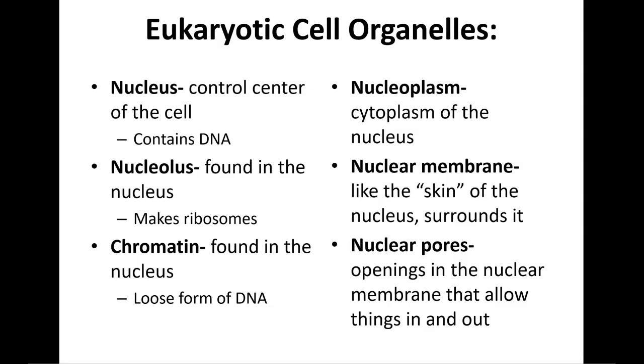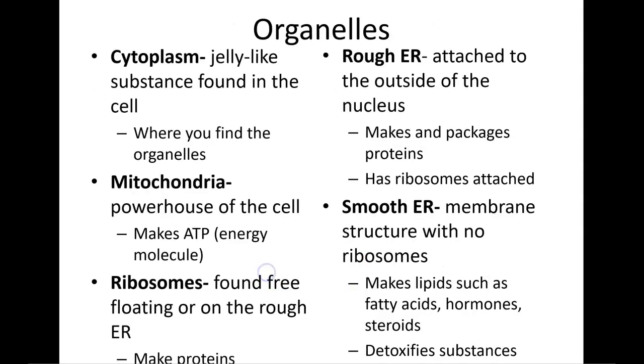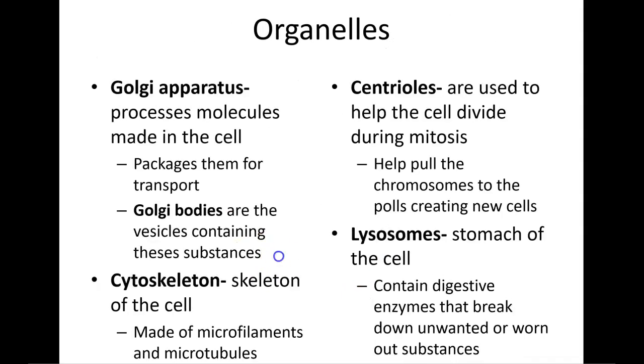eukaryotic organelles. We talked about the nucleus, the nucleolus, chromatin. Nucleoplasm we did not cover, but that's going to be cytoplasm of the nucleus. We talked about the nuclear membrane being a phospholipid double bilayer, so it's technically 4 layers. We talked about nuclear pores. We had cytoplasm, mitochondria, ribosomes, rough and smooth ER. We talked about the Golgi apparatus. It created Golgi bodies, which are the transport vesicles. We talked about the cytoskeleton.